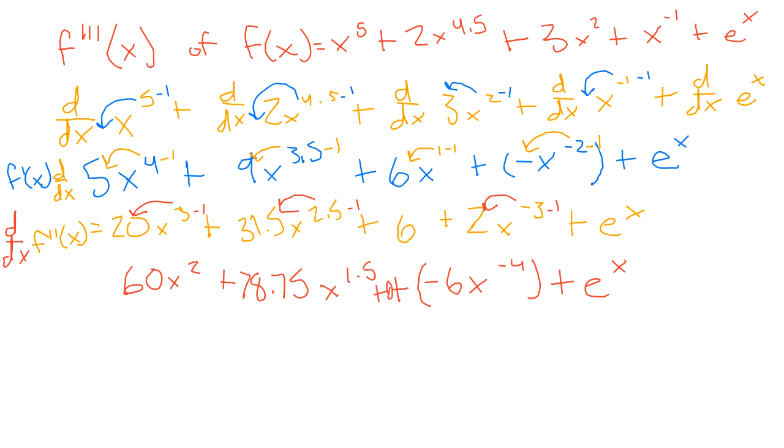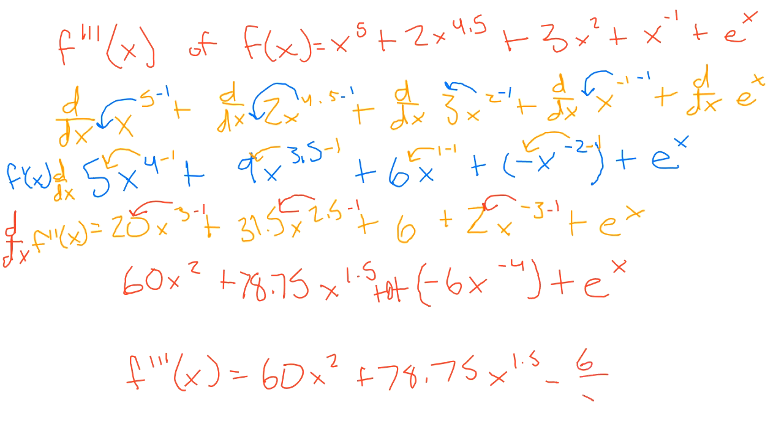Now we can clean this up and officially say the third derivative of our function is equal to 60x squared plus 78.75x to the 1.5 minus 6x to the negative 4, or 6 over x to the 4, plus e to the x.